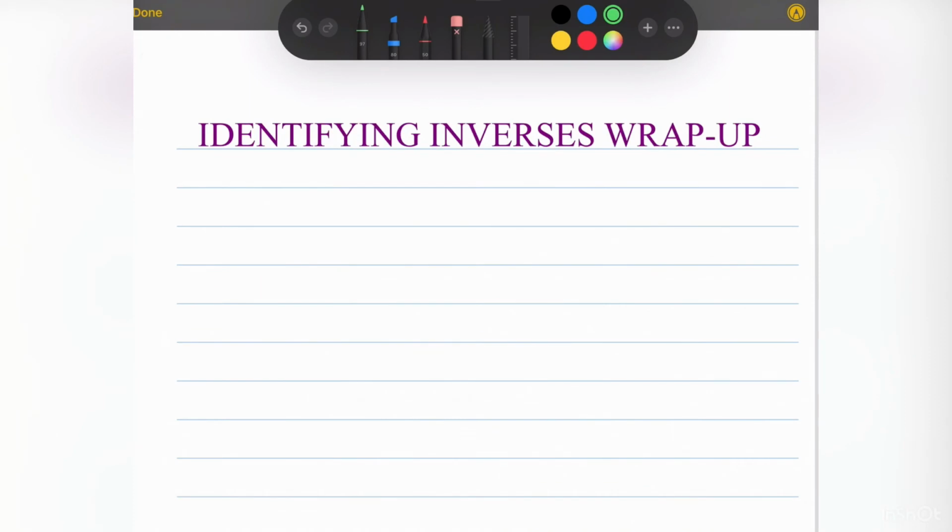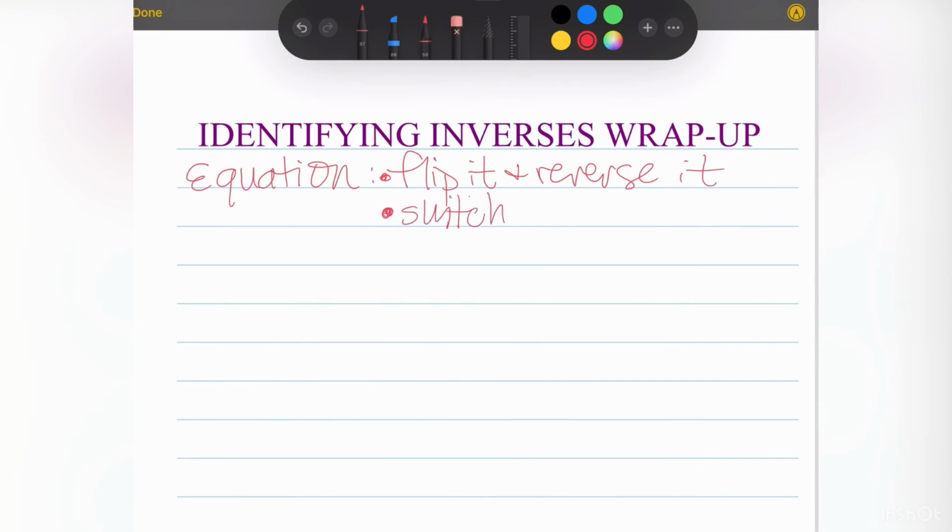And to wrap everything up, we have quite a few ways of finding the inverses. We can think about it both algebraically using the equations and graphically. So with the equation, we've got our 2 methods. We have the flip it and reverse it, which is when you write out the bullet points, you flip the operations, and then you reverse the order in order to write the inverse equation. Our other method is when I switch x and y, just write in that original equation, and then I rewrite it so that the y is alone, which then gives us the inverse equation.